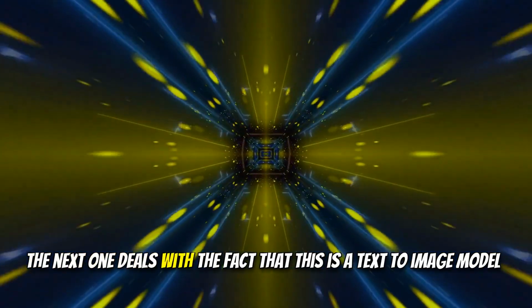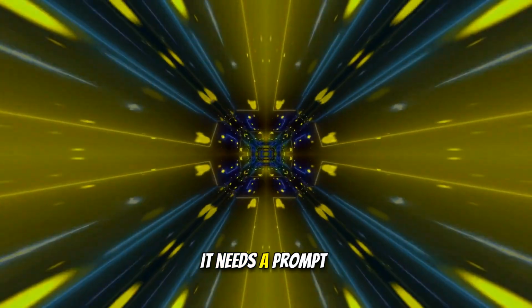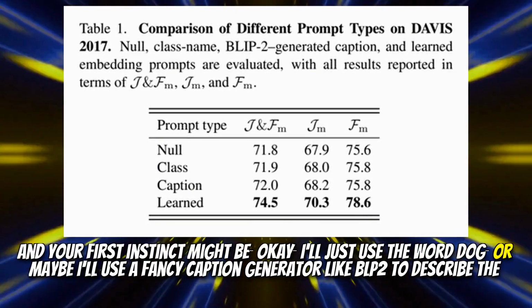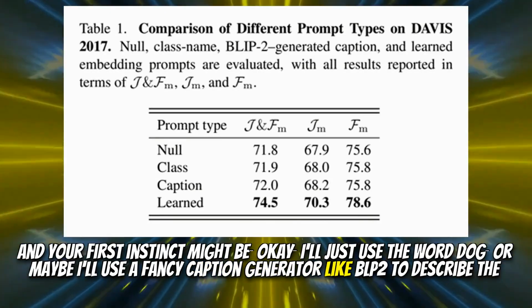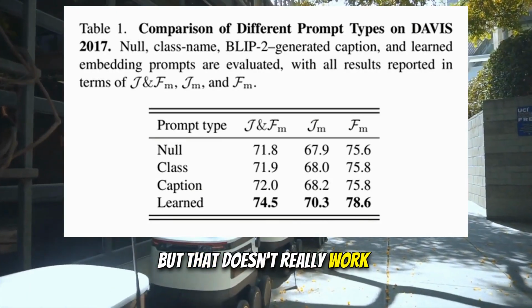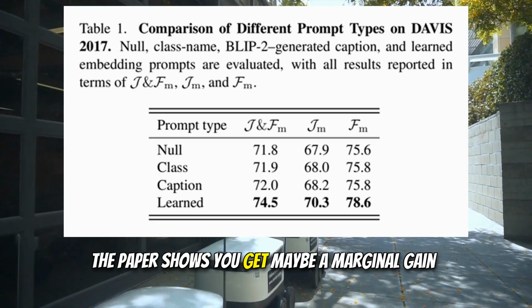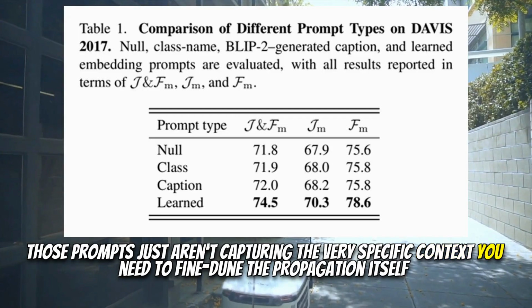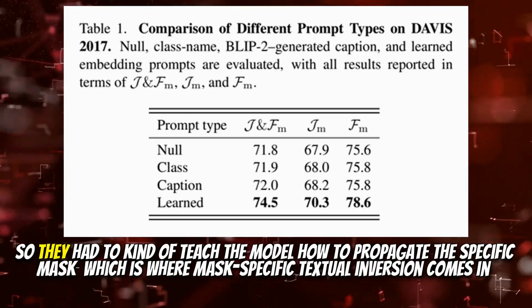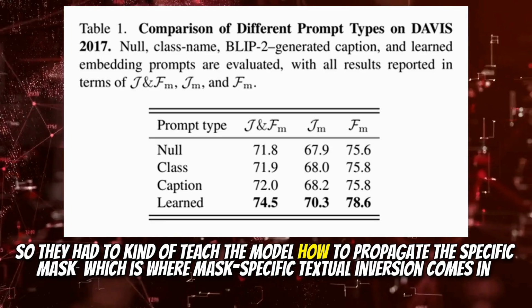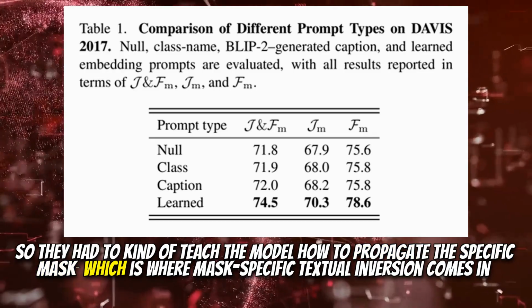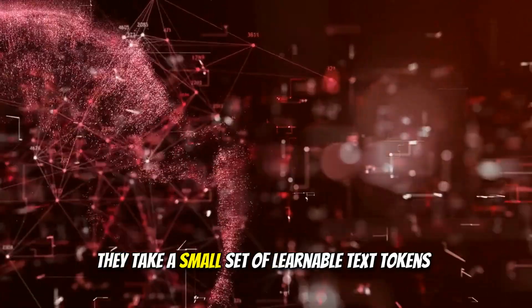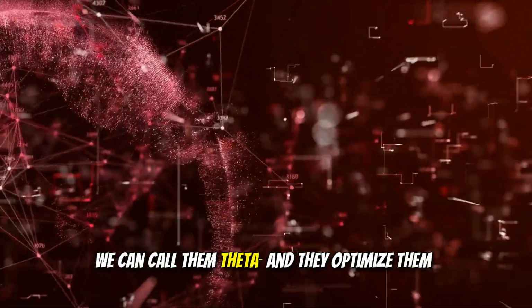The next one deals with the fact that this is a text-to-image model. It needs a prompt. Right. And your first instinct might be, okay, I'll just use the word dog, or maybe I'll use a fancy caption generator like BLIP-2 to describe the scene. But that doesn't really work. It barely helps. The paper shows you get maybe a marginal gain. Those prompts just aren't capturing the very specific context you need to fine-tune the propagation itself. So they had to kind of teach the model how to propagate the specific mask, which is where mask-specific textual inversion comes in.